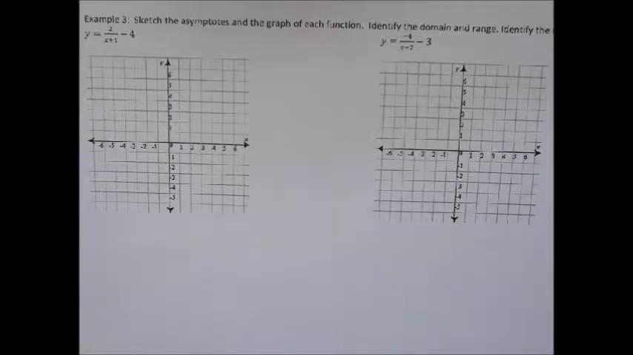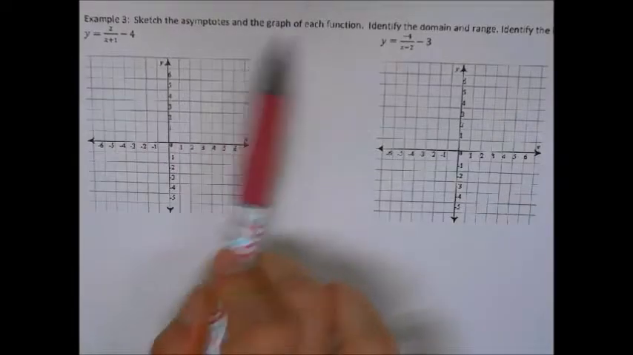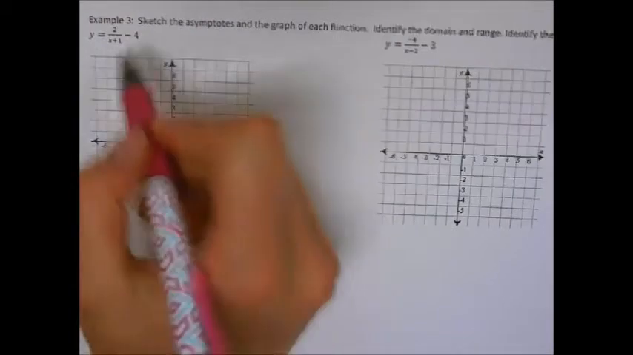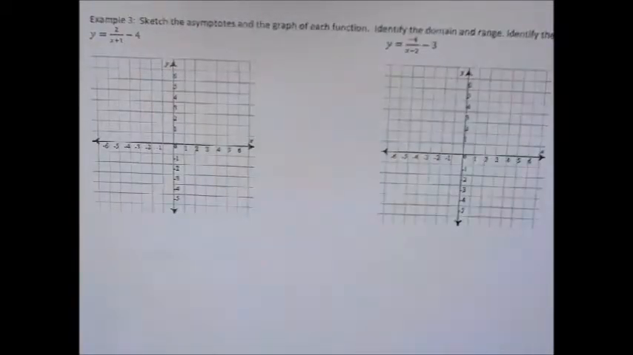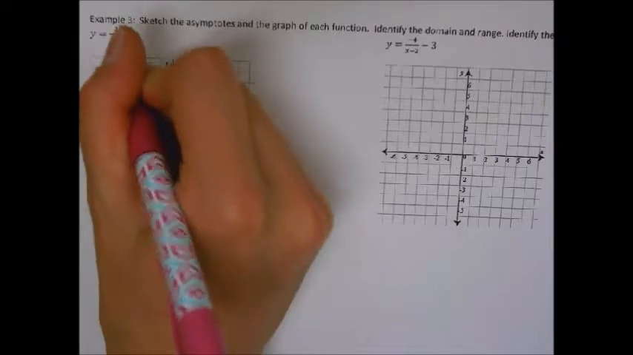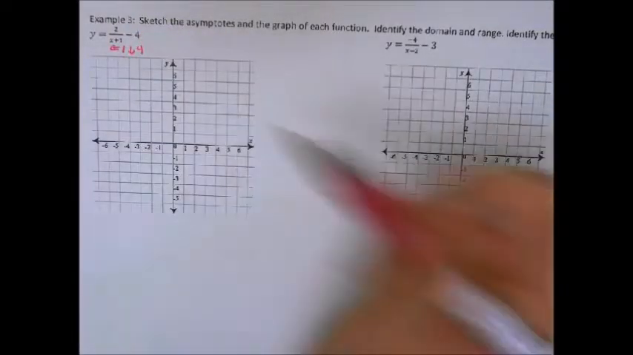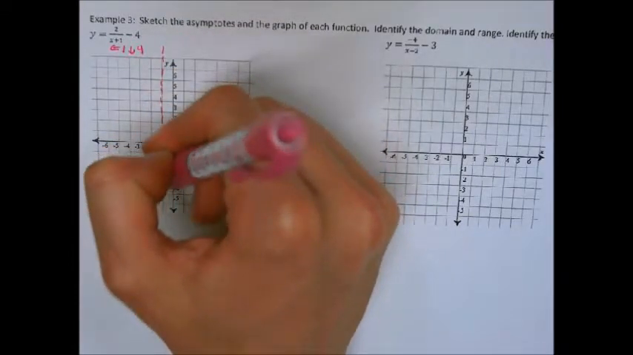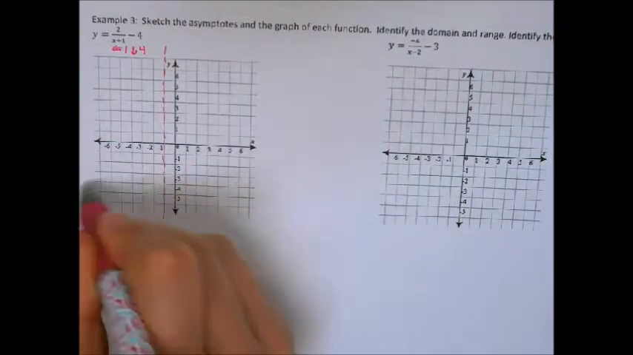All right, let's go to number 3. So we're going to sketch the asymptotes and graph, and then identify domain, range, and the intercept. So let's look here. I want you to note how this is shifting and then draw in your asymptote. So this should have shifted left 1, down 4. And remember, your asymptotes are what are shifting. So your asymptote shifted left 1 and then down 4.